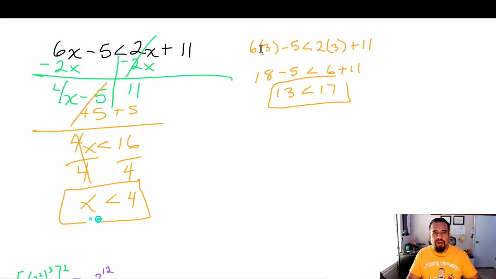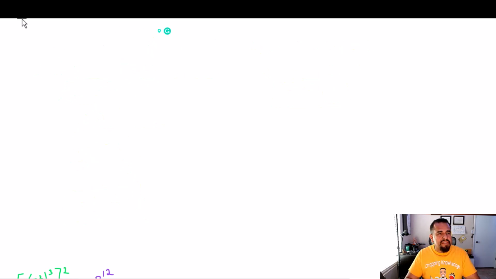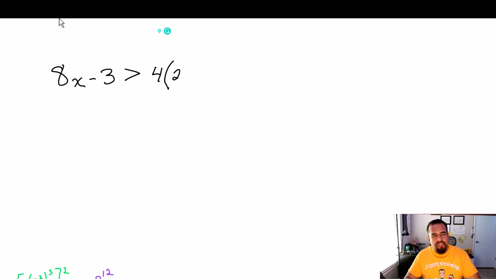All right, let's move on to the next one. Write this down, of course. This is going to be a good source of notes. 8x, I like using x, and they have a different variable here, but I'm going to stick with x, minus 3 is greater than 4 times the quantity 2x plus 3.